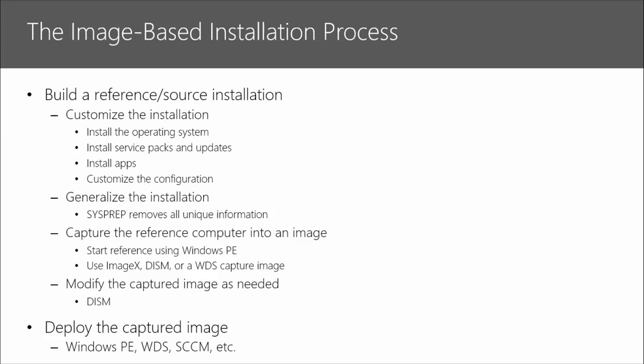Then at the very bottom, I've got modify the image as needed. That's with DISM. And then finally, you deploy the image. You can deploy the image very easily through Windows Deployment Services or System Center Configuration Manager, or individually through Windows PE with, for example, a USB flash drive.